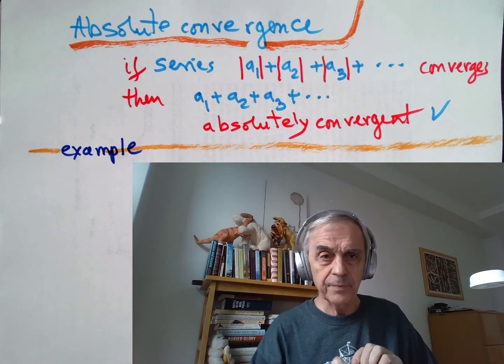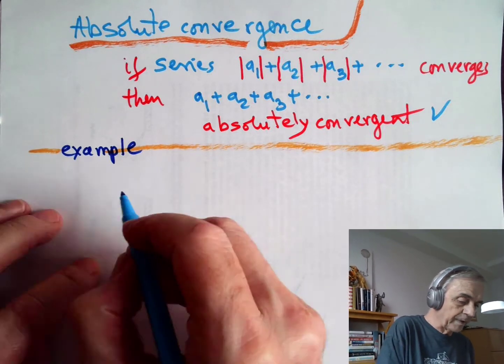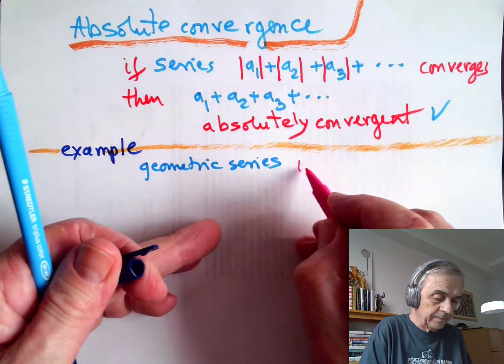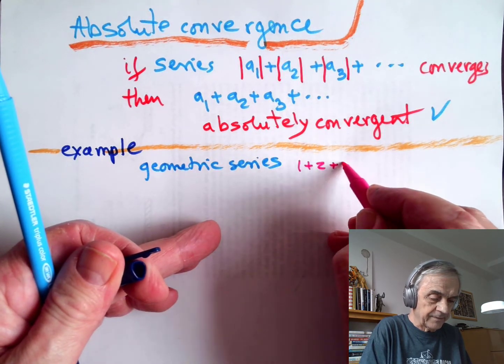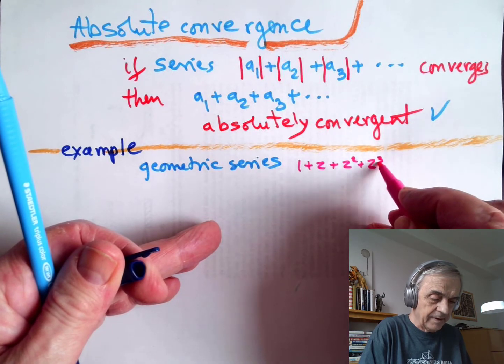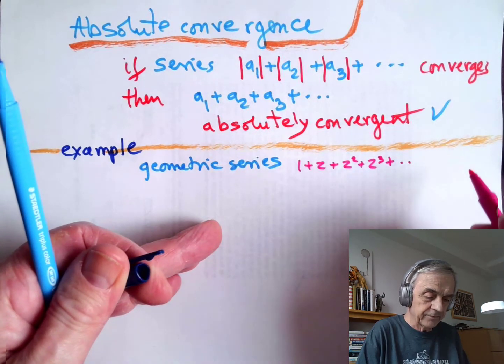Here is a simple example, geometric series. We take 1 plus z plus z squared plus z cubed plus, off to infinity.